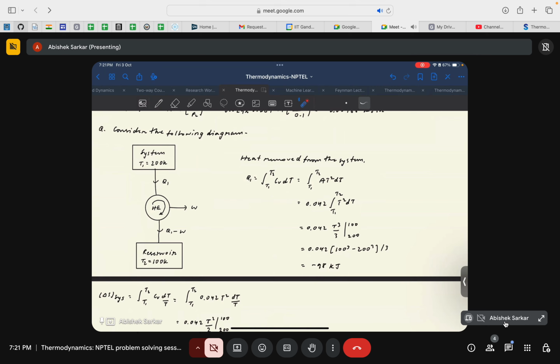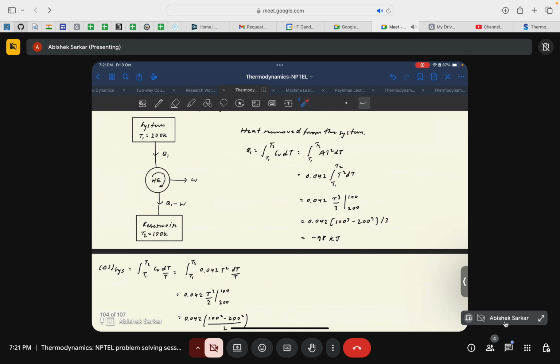Consider that the system rejects a heat Q1 when it is kept in contact with the reservoir. When it is being cooled from 200 Kelvin to 100 Kelvin, it rejects heat Q1 and produces a work W. From the first law, for a cyclic process, Q1 minus Q2 would be equal to W, or Q2 would be equal to Q1 minus W. So the heat rejected from the heat engine would be Q1 minus W, for a cyclic process.